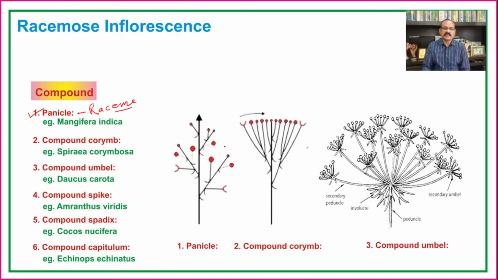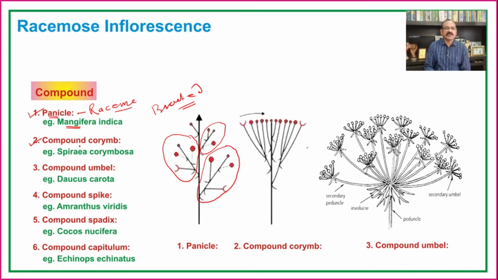Here in this diagram we are able to see this one is a first raceme, this is a second raceme, this is a third raceme, etc. So here, if there is development of a branched type of raceme, then it is known as panicle. This type of inflorescence is found in Mangifera indica, that is the mango plant.